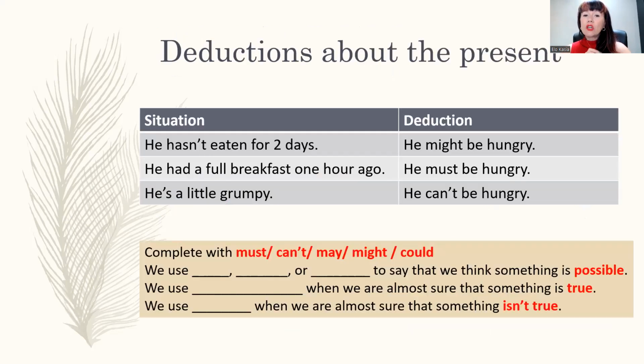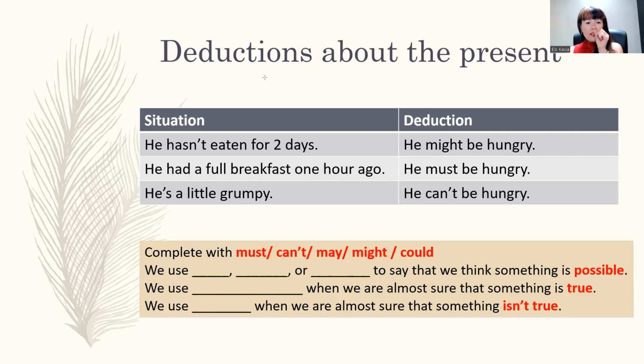So how do we make deductions about the present? Have a look at these 3 different sentences. He hasn't eaten for 2 days. What would be our logical deduction? He had a full breakfast 1 hour ago. What would be our deduction? He is a little grumpy. And what can we say about that? So then the statements are: he might be hungry, he must be hungry, he can't be hungry. Okay, have a look at these sentences and think about which one goes with what.